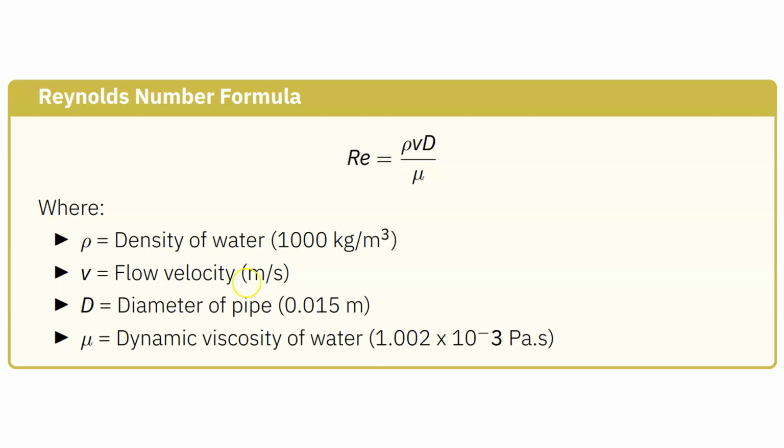Now first we have to calculate the Reynolds number. We know the Reynolds number is nothing but rho V D by mu. Rho is the density of the water, that is 1000 kg per meter cube. V is the flow velocity in meter per second. D is the diameter of the pipe, 0.015 meter, and mu is the dynamic viscosity. We can take 1 times 10 to the power minus 3 Pascal second.